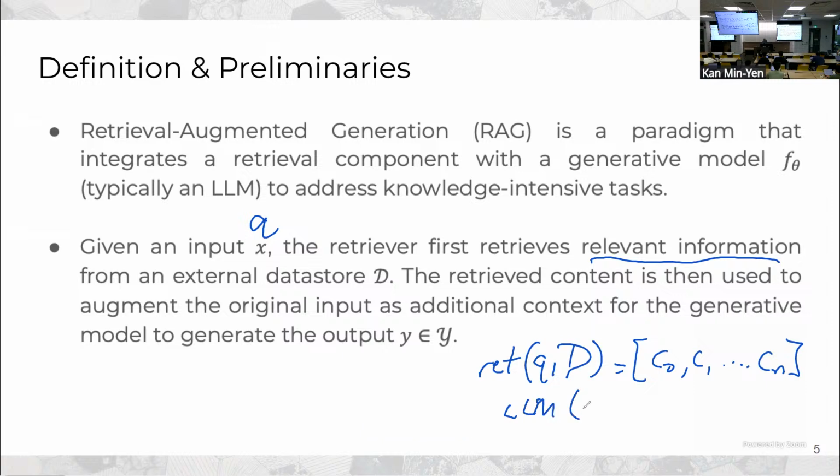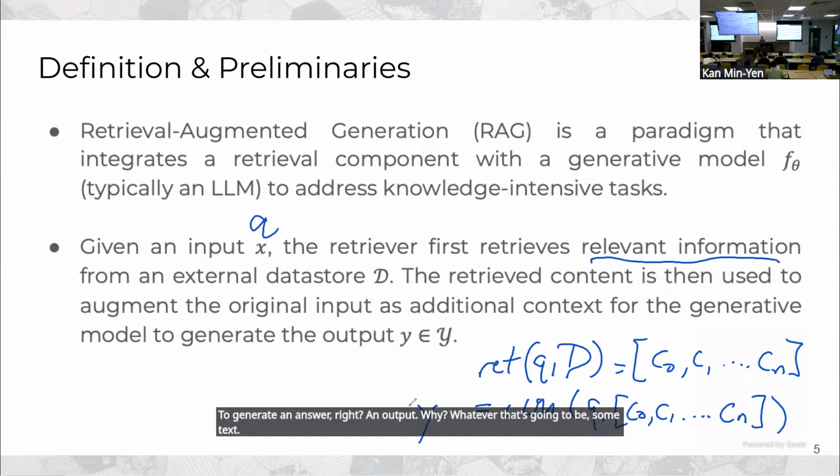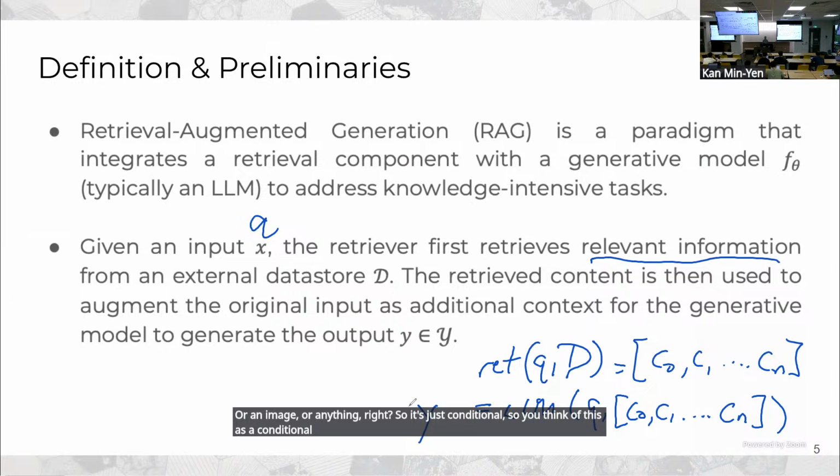is going to condition on the query and context, so all that stuff that we just retrieved, and generate an answer, right? And output Y. Okay, whatever that's going to be, some text or an image or anything, right? So it's just conditional. You think of this as a conditional generator. Okay, so that's pretty simple enough.